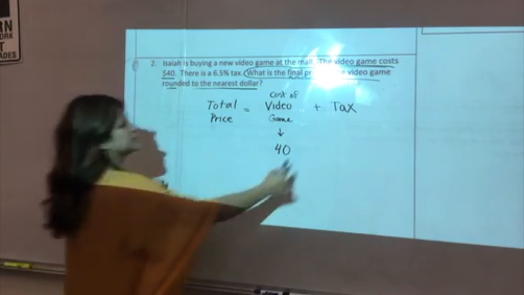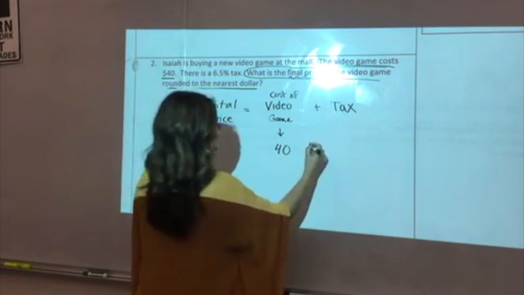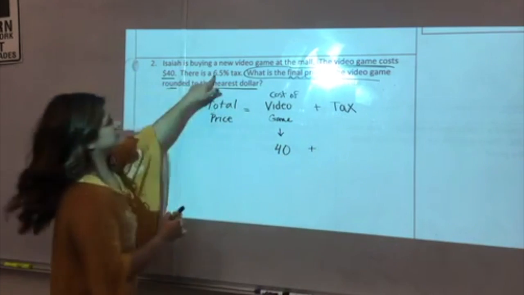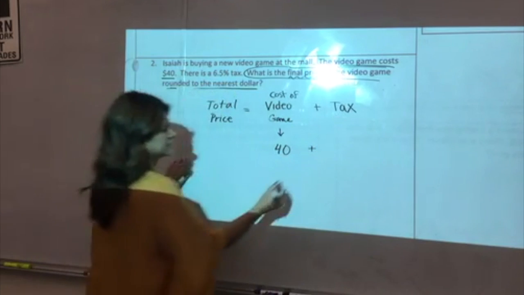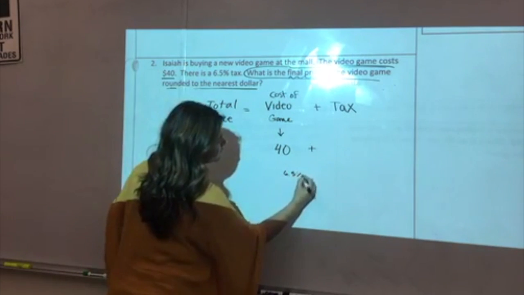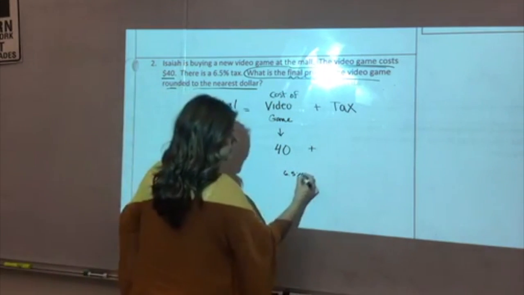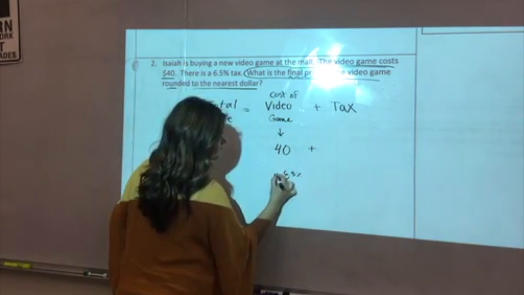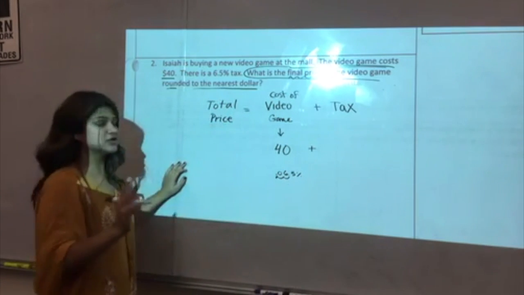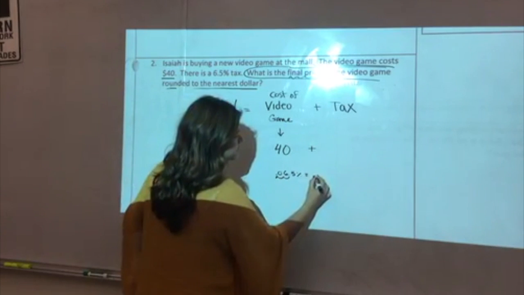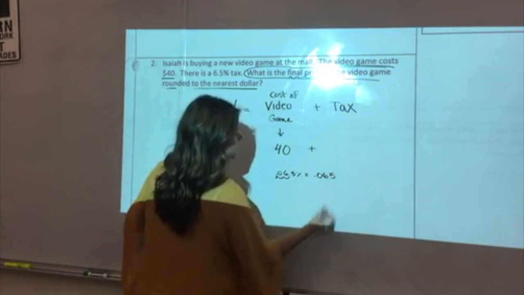I also know that there is a tax. Well, I know that there is a 6.5% tax. So 6.5% as a decimal, I'm going to use my handy dandy trick of moving the decimal back 2 spaces to the left. This will be 0.065.